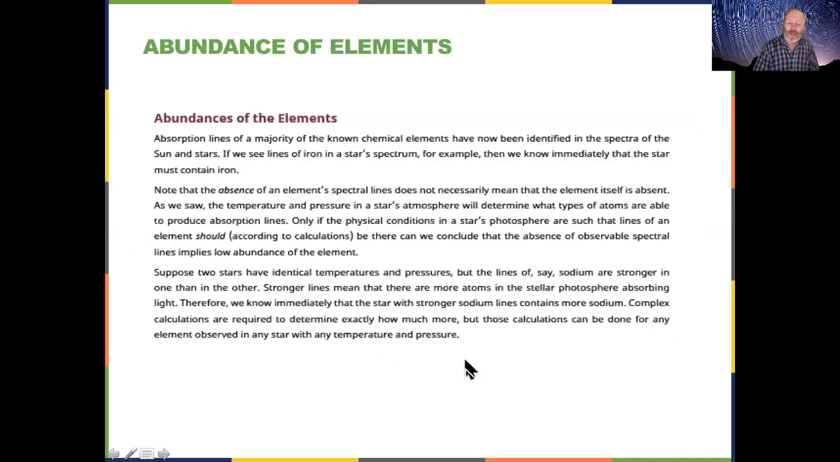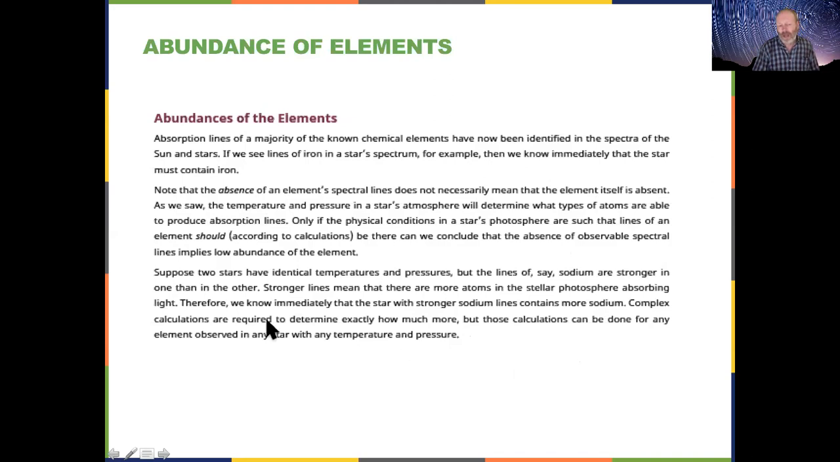So within the stars, we have different ways of identifying what's happening there. We can take readings off the corona, which is the atmosphere. We can take a reading off the surface. One thing to keep in mind: the absence of an element's spectral lines doesn't mean the element itself is missing, because there are different kinds of things that can interfere with the way that we read things and the way that we see things.